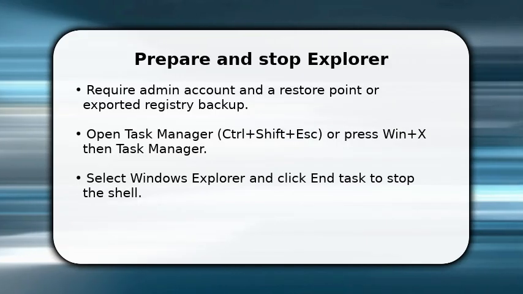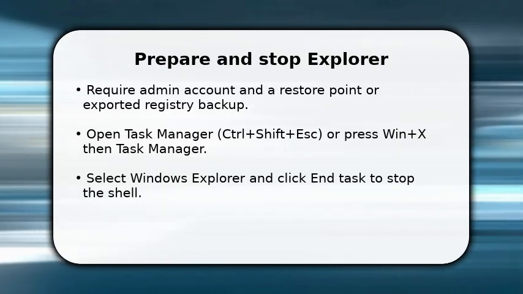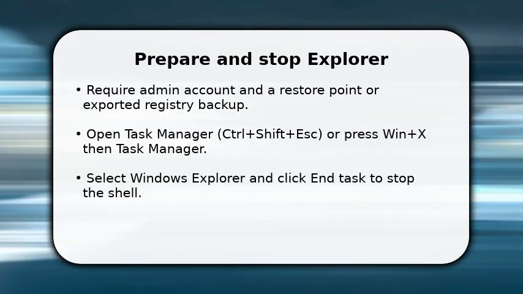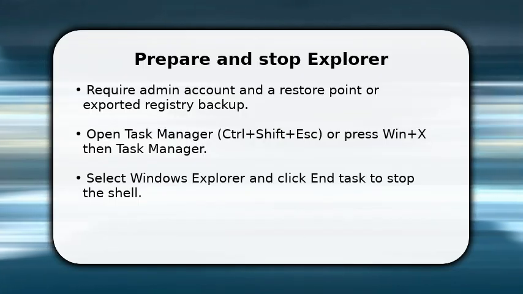Locate Windows Explorer in Processes, select it, and click End Task. This stops the visible desktop and taskbar immediately, so don't be alarmed, you're pausing the shell. Make sure to keep Task Manager open or note how you'll relaunch commands. The next steps change system behavior while Explorer is halted.